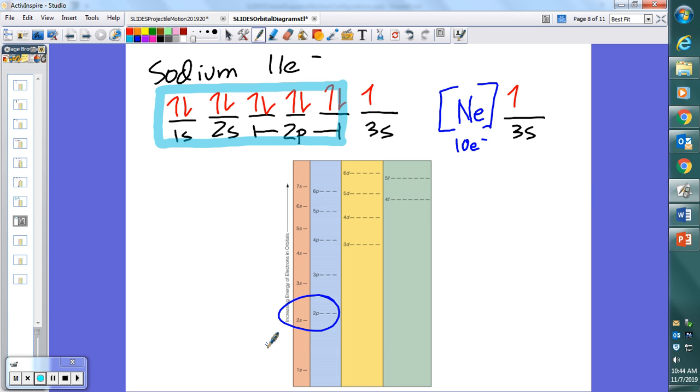That means we have to jump up to the next level. What we find is that the elements in column 18 on your periodic table, the one on the far right, have levels that are completely full. We can use them to represent a certain number of electrons up until that point, and then pick up our orbital diagrams from there. But only elements that have full levels, like the ones on the right-hand side.